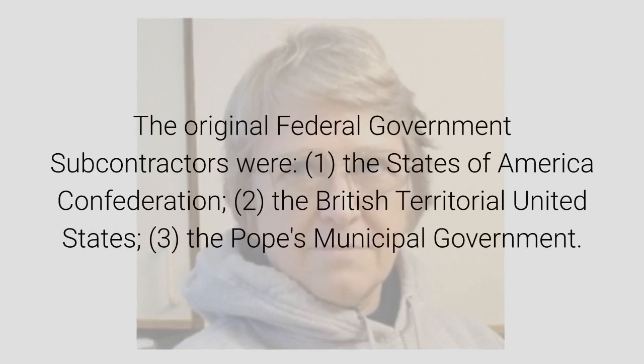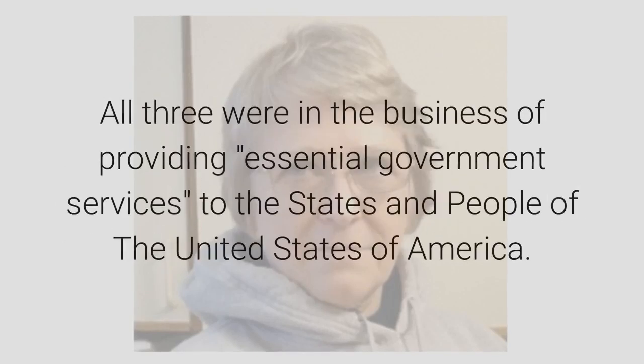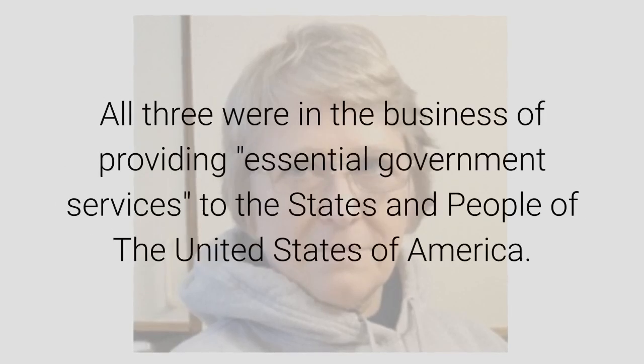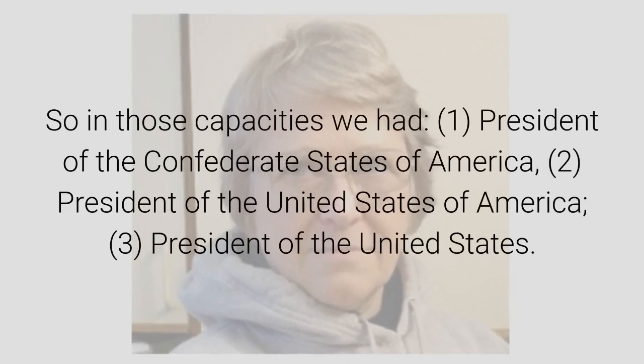The original federal government subcontractors were: 1. The States of America Confederation, 2. The British Territorial United States, 3. The Pope's municipal government. All three were in the business of providing essential government services to the states and people of the United States of America. So in those capacities we had: 1. President of the Confederate States of America, 2. President of the United States of America, 3. President of the United States.